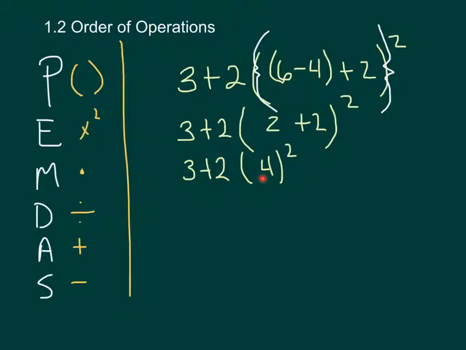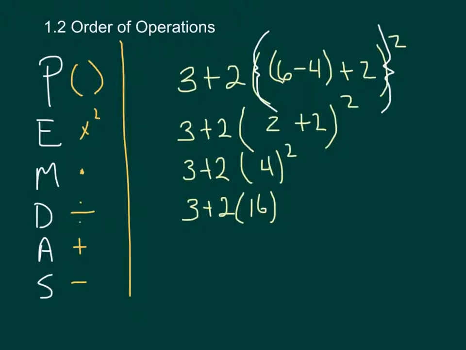I can't do anything inside parentheses, so my next step is to do the exponent. Remember, the exponent only goes to the number that it's next to. So when I bring everything else down, 3 plus 2 and 4 times 4, that's what 4 to the second power means, is 16. Again, I left it in parentheses only to show or remind me that this was multiplication. I don't like using those other symbols. To me, using parentheses is much simpler.